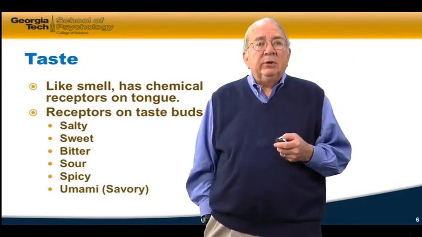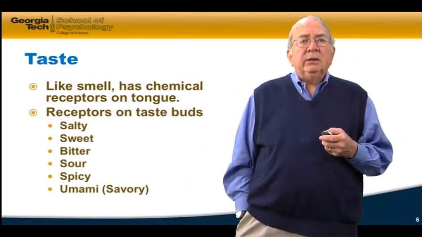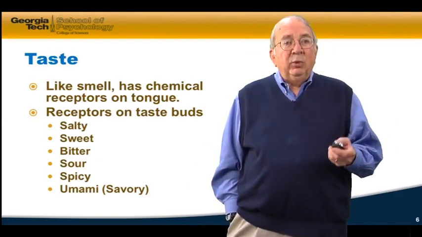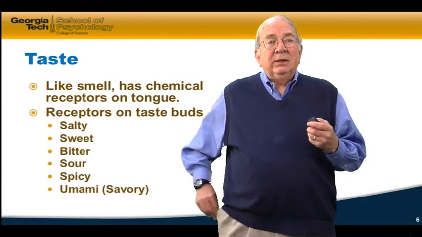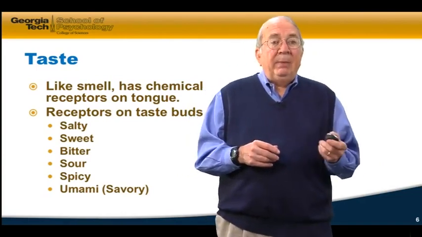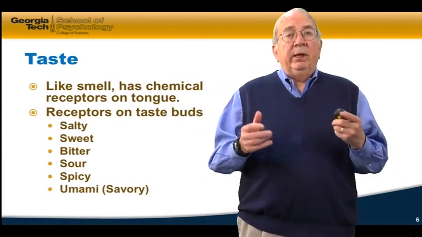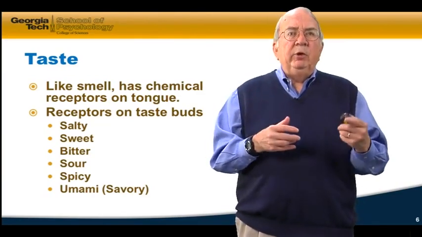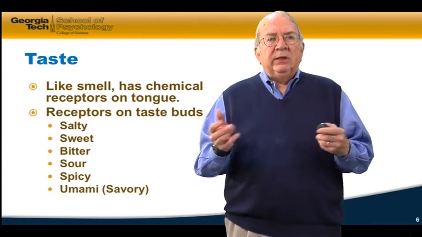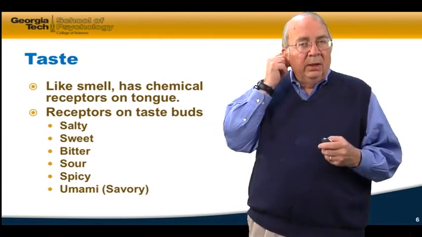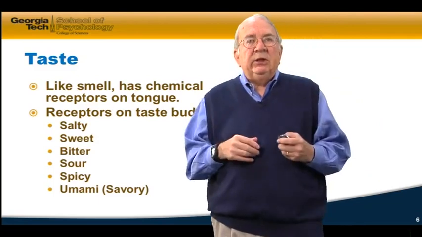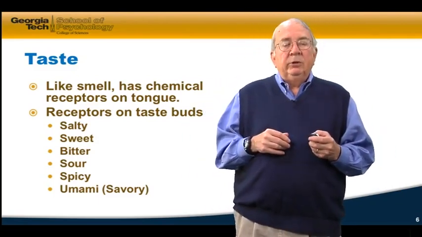There are different kinds of receptors located on the taste buds. Receptors that detect salty, that detect sweet, bitter, sour, spicy, and umami, which is actually a savory kind of taste. And with the combination of these, we can eat foods that have the taste of both sweet and sour, or spicy and bitter, because as they reach different parts of the tongue, we can have different sensations with the same foods.